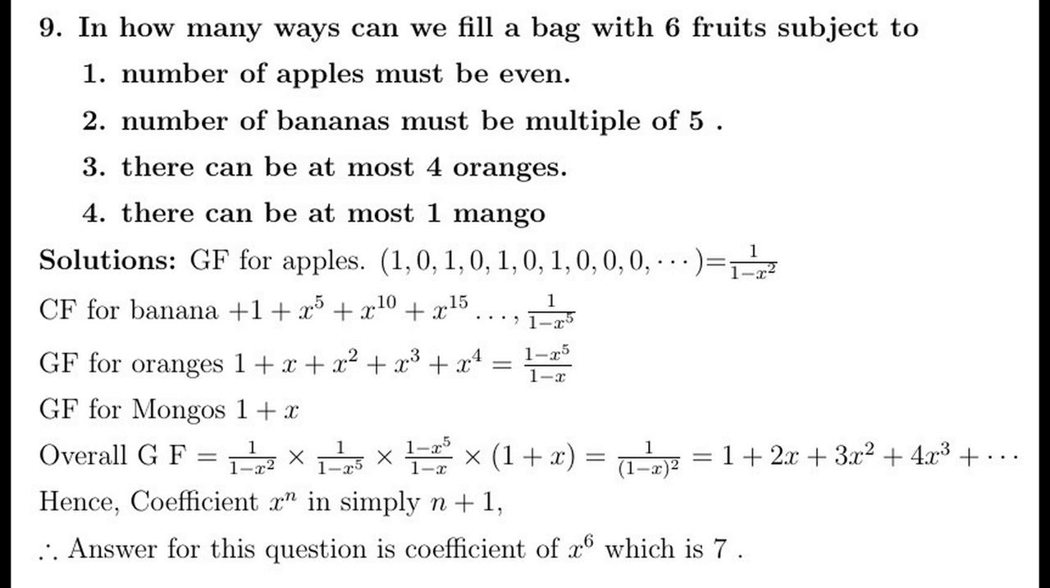So the overall generating function for this problem is 1 upon 1 minus x squared into 1 upon 1 minus x raised to 5 into 1 minus x raised to 5 upon 1 minus x into 1 plus x, which, after simplification, we get 1 upon 1 minus x squared, which is 1 plus 2x plus 3x squared plus 4x cubed and so on. Here the coefficient of x raised to n is simply n plus 1. Therefore, the answer for this question is the coefficient of x raised to 6, which is 7. So, in 7 ways you can fill your bag with 6 fruits subject to these 4 conditions.